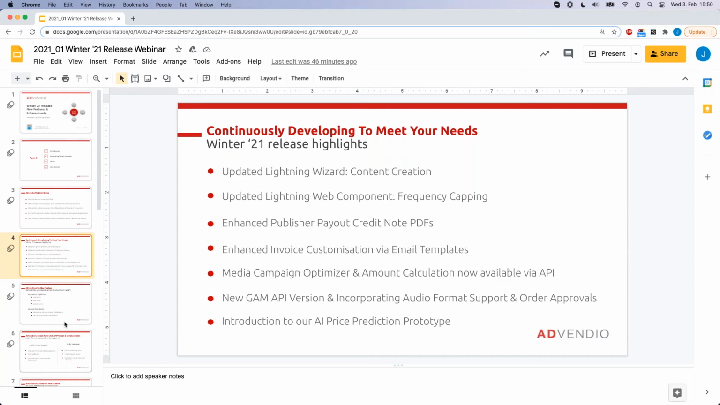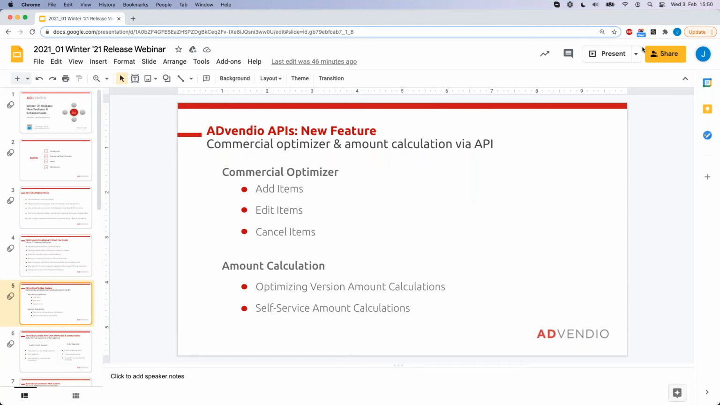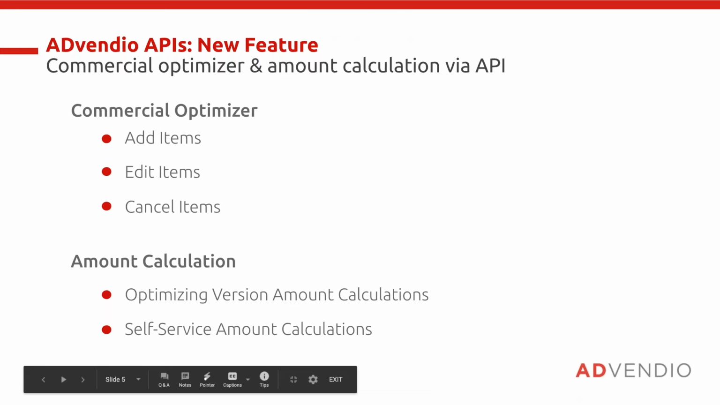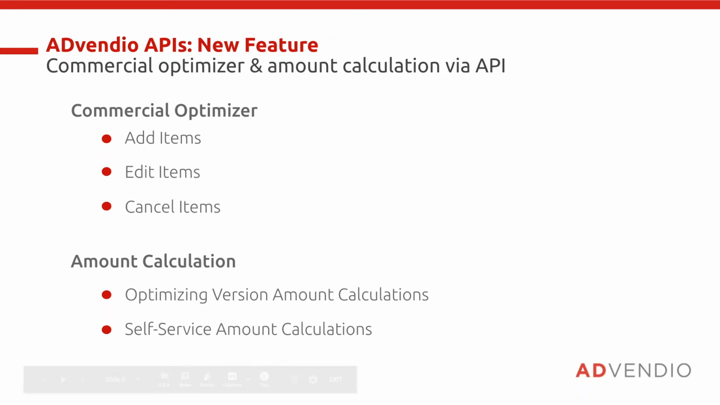The next thing that I would talk about would be this. At this point, we don't have any more to demo. They're just things that I'll show you. So I'll just switch back to our presentation here. We have our optimizer and our amount calculation available via API.